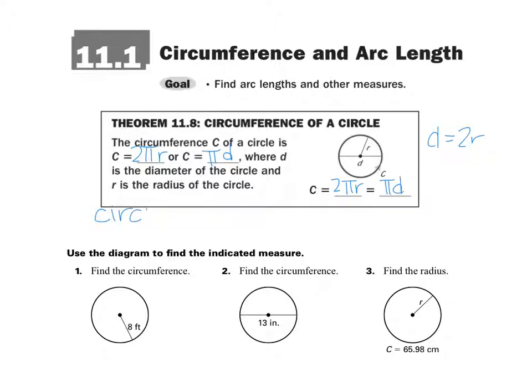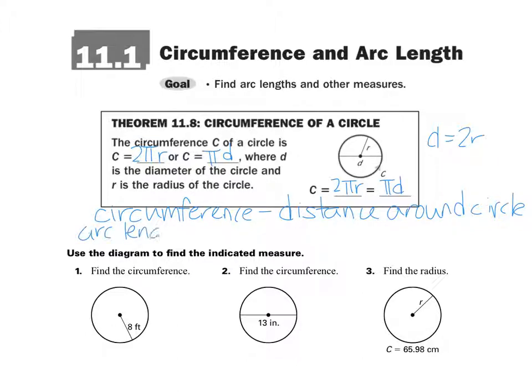Some definitions. Circumference is the distance around the circle. And arc length is a portion of the circumference.